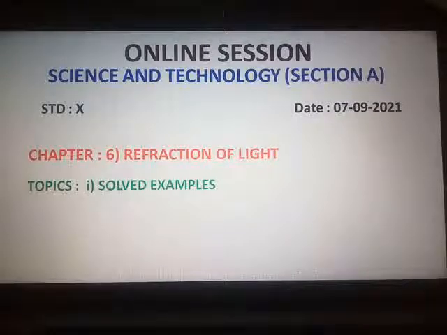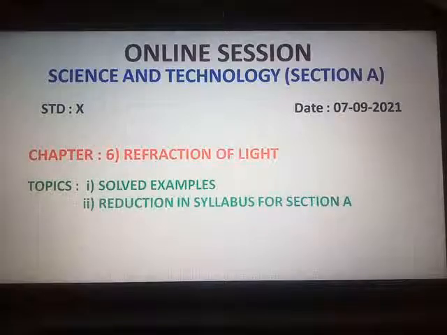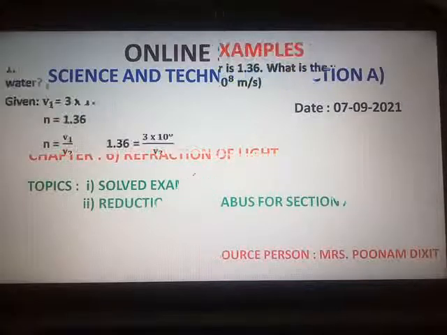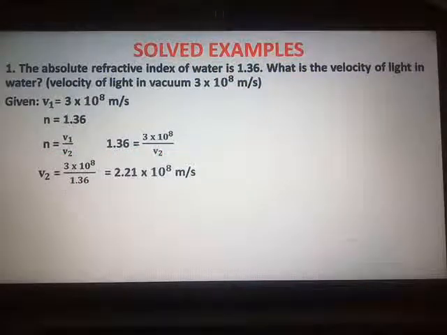Before we start the session, I request all of you to sit with a textbook of Section A in your hands and a pencil. So let us begin with the solved examples for chapter number 6 first. Solved examples, page number 79 in your textbook.